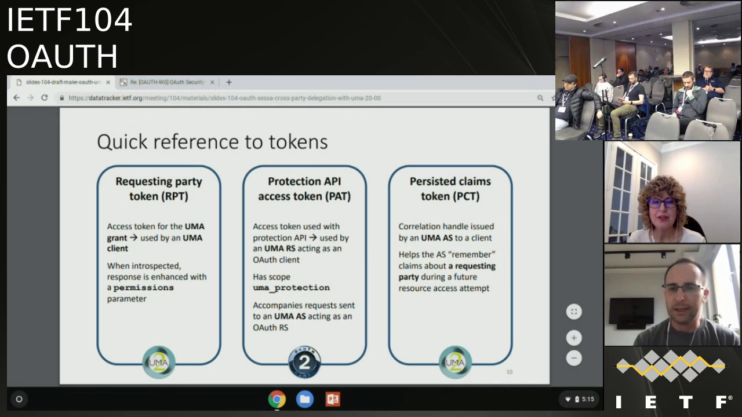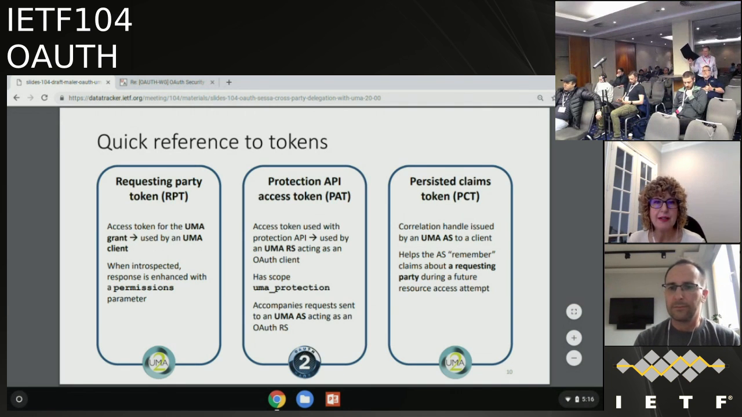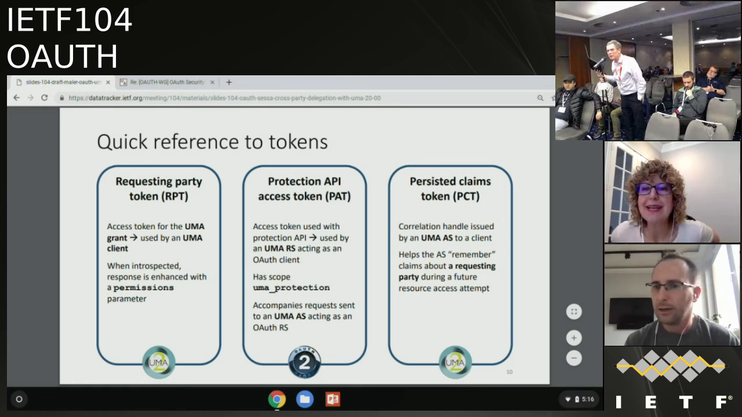Okay. Next slide. Moving along to a different topic here. So what are people doing with it? Implementation in the wild. Next slide, please. Just one second. Question?